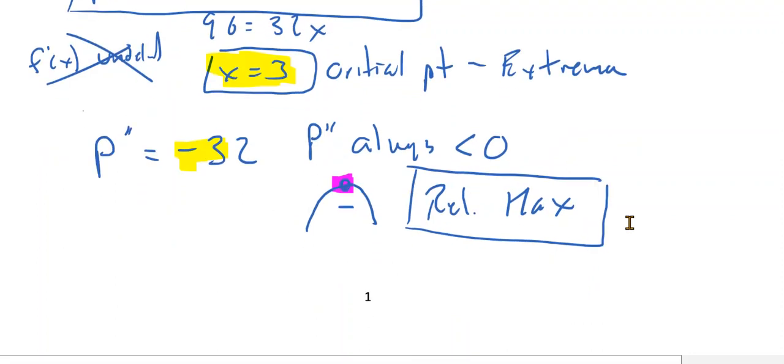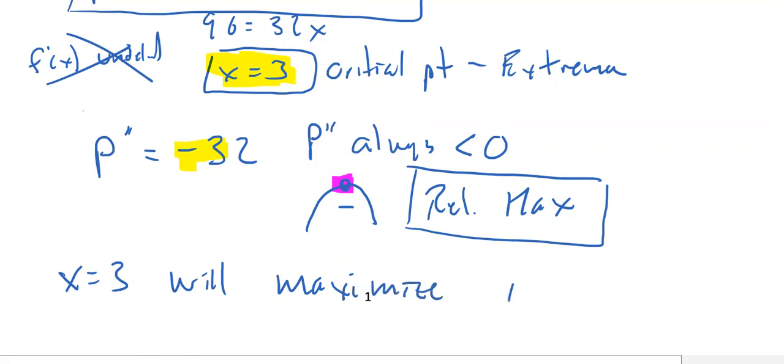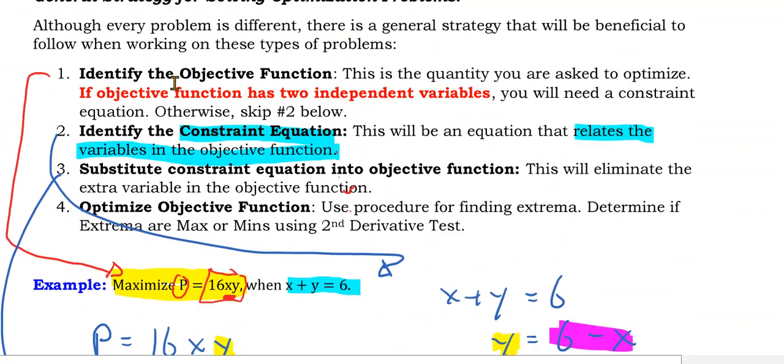All right, so what can we conclude here now? We can conclude that x equals 3 will maximize p equals 16xy. x equals 3 is the value that will maximize p equals 16xy. And that is what we are looking for with a maximization problem. So make sure that you understand these 4 steps. And you won't always have a constraint equation. Sometimes you will, sometimes you will not. So make sure that you understand how to tell if your objective function will require a constraint or not.